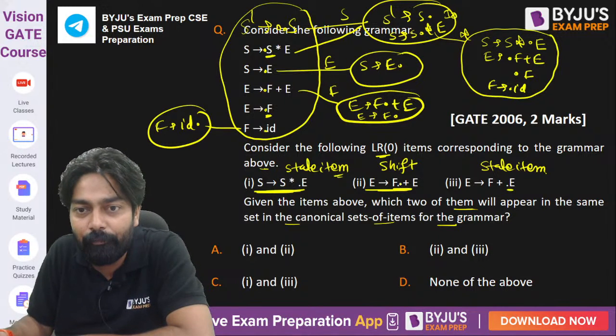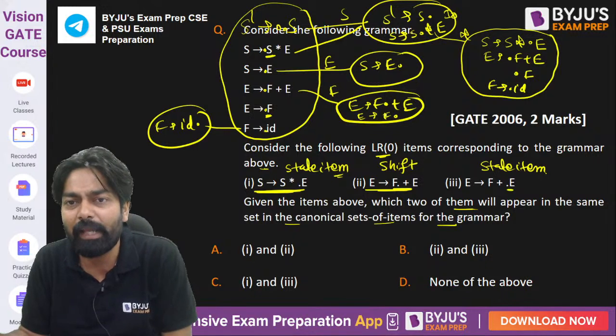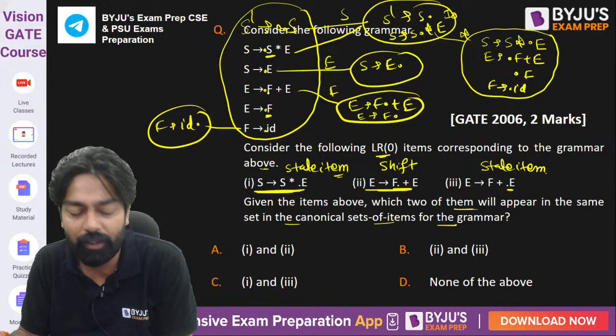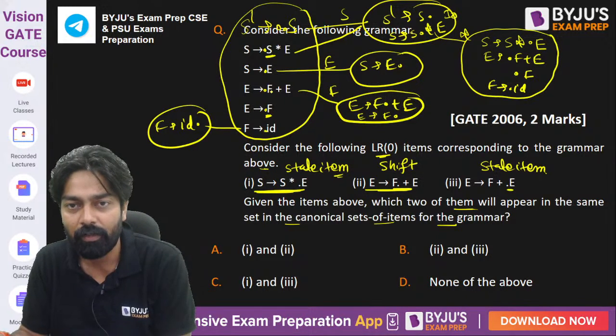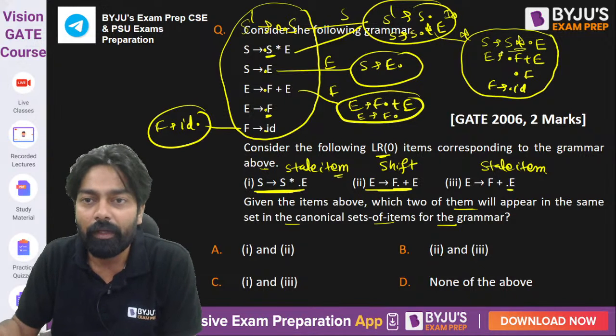Here they have written F dot plus E, F dot plus E. My dear friend, definitely it will not be at the same state, because here the dot will be read; now the dot has read the input F. So definitely it will not come to the same state. Clearly, it will not come to the same state. Fine. Here also, now I think it is completed.